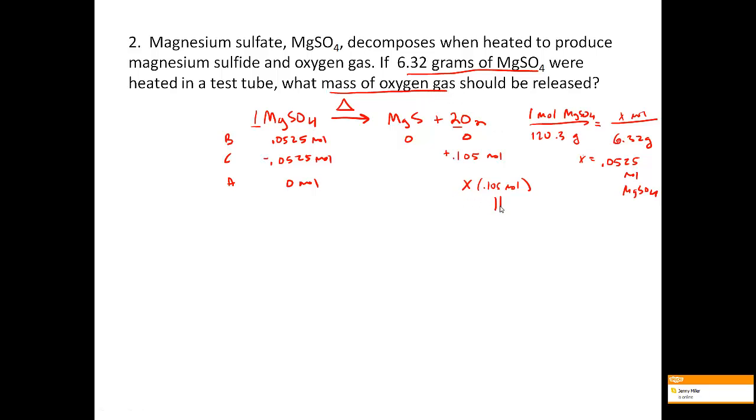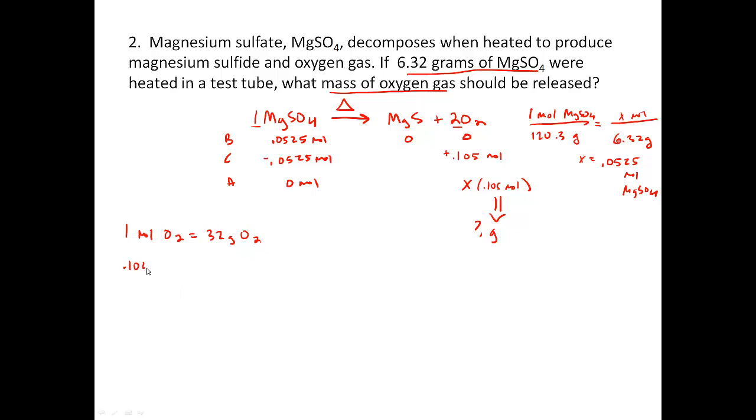The question is, what's the mass of oxygen gas that's going to be released? Let's go ahead and find that. We need to find grams. How many grams is that? Well, let's just do another ratio here. If 1 mole of O2 is equal to 32 grams, right? I get that from the periodic table.